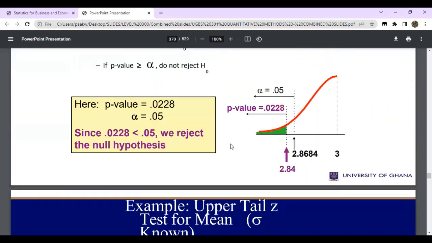Any question before I move on to the upper tail test? Any question? Come again, network issues. I was saying, do you have any question before I move on to the upper tail test? No, please. So the rest, are you okay? So silent means consent. Let's move on.